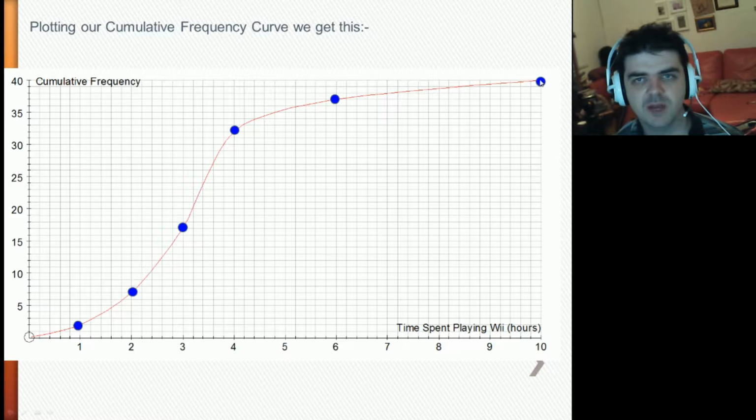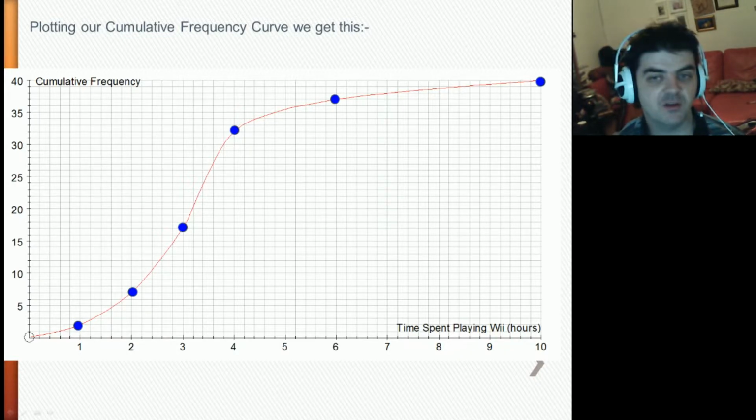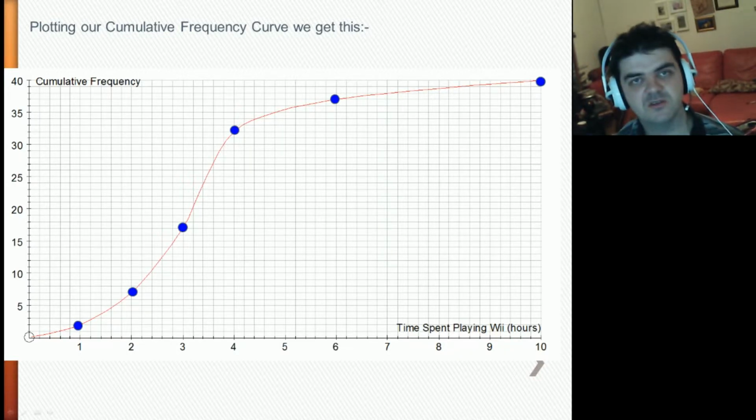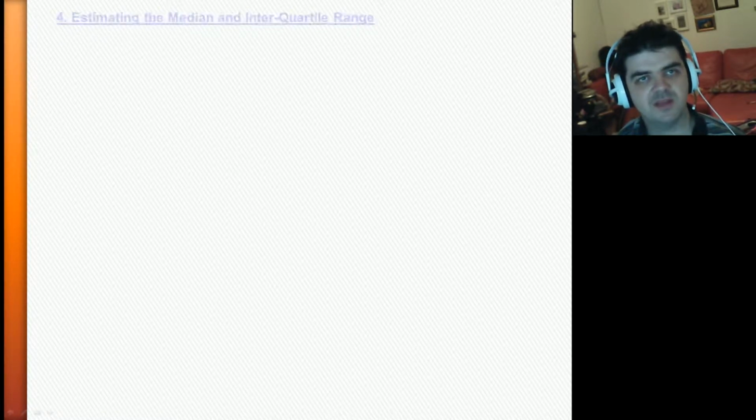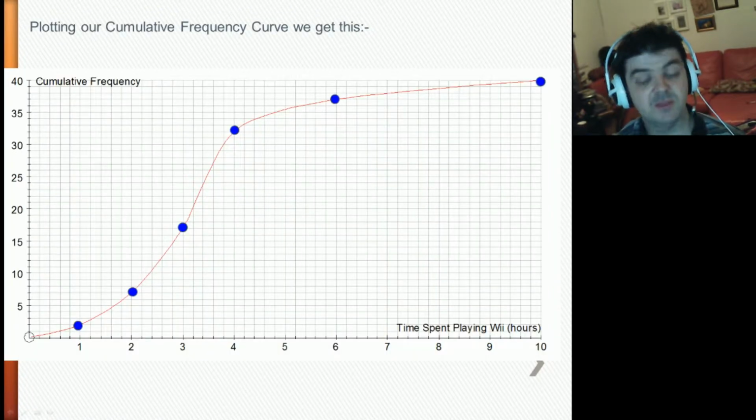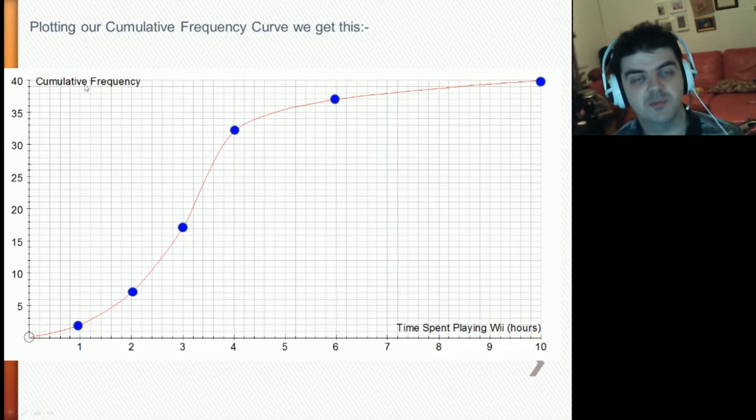People often wonder what happens here. Well, we've reached the 40 people. That line will continue on straight along the 40. It doesn't tail off, doesn't do anything else, just goes there. So that's our cumulative frequency curve, right? And we did that last year. For axis label, time spent playing the Wii in hours, and the cumulative frequency up the side.